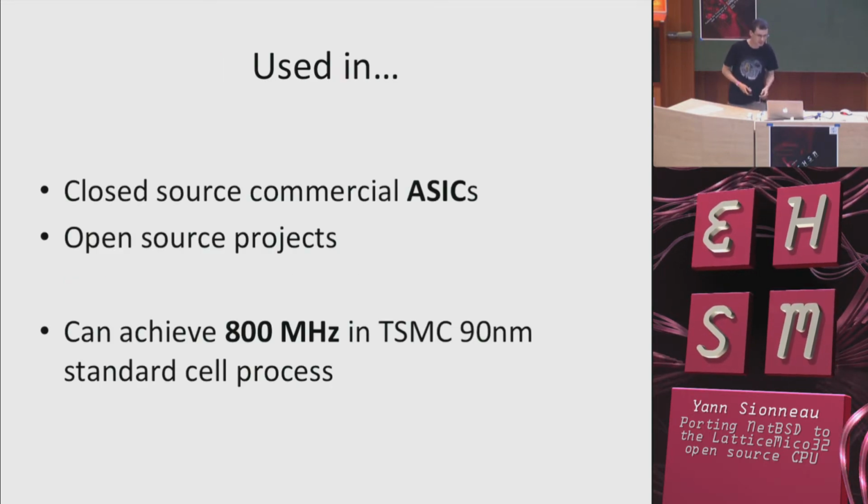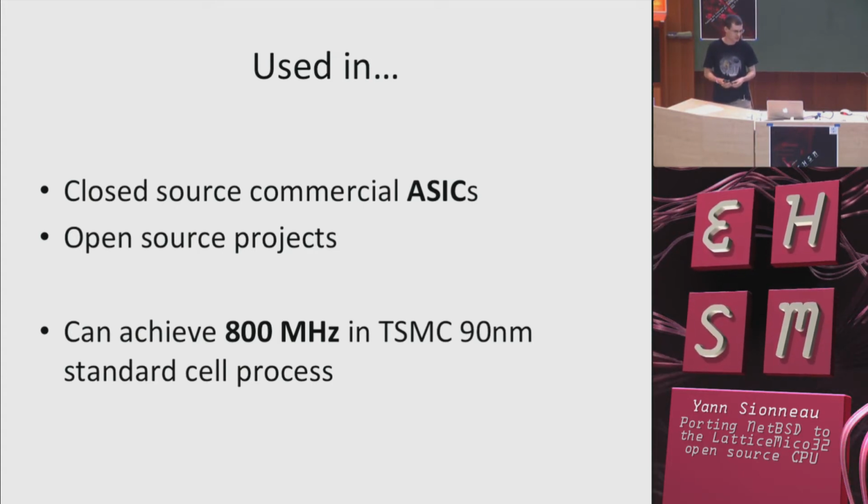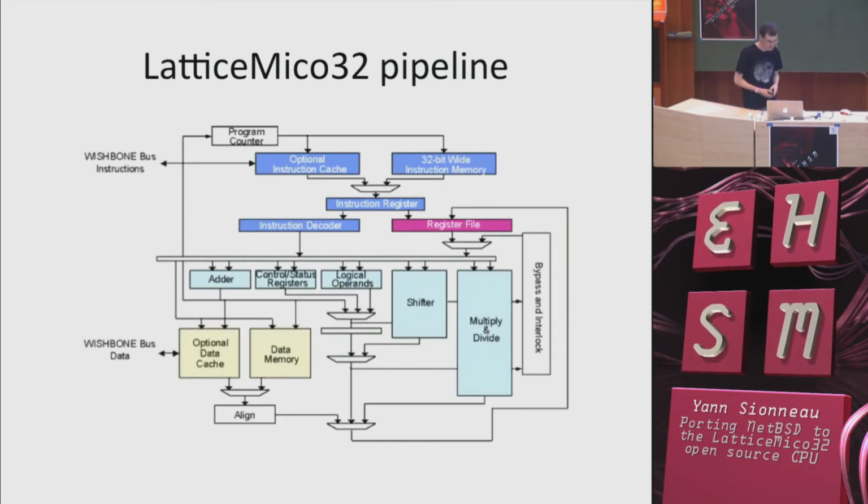So the CPU is used in closed source commercial chips. It's also used in open source projects like the Milkymist One. And as I said, it's pretty efficient because with some tests, we saw that it could achieve 800 megahertz on a modern chip process. Now let's have a look at the CPU pipeline. But first, what's a pipeline?